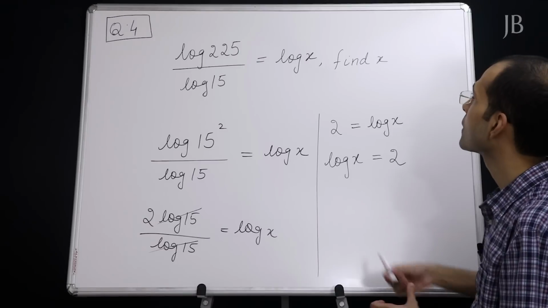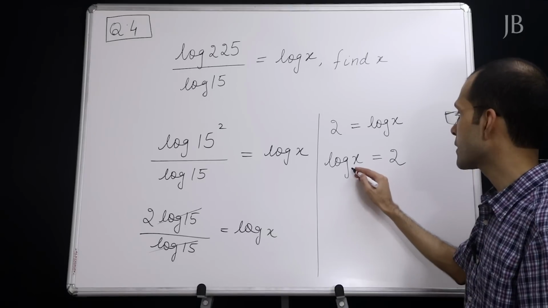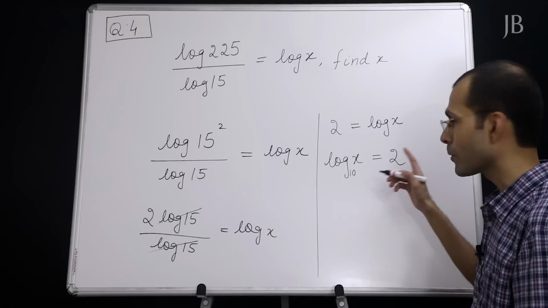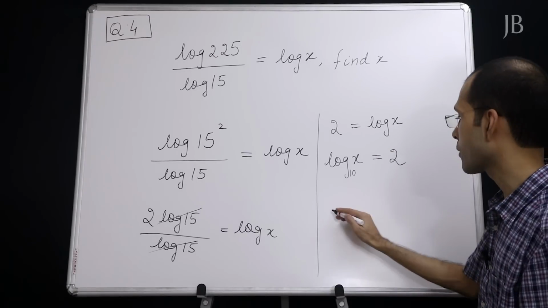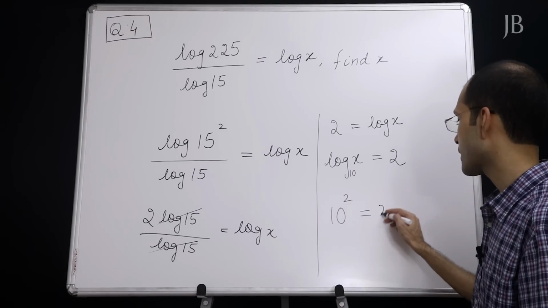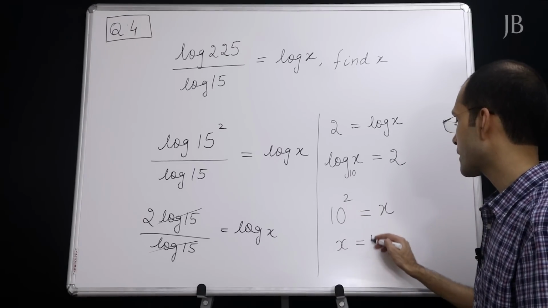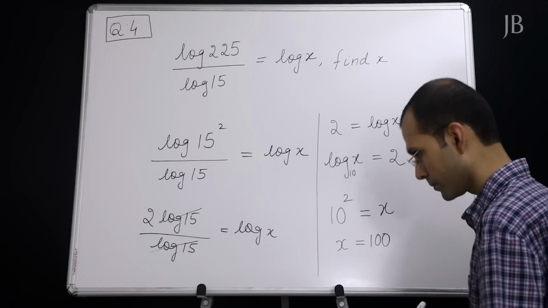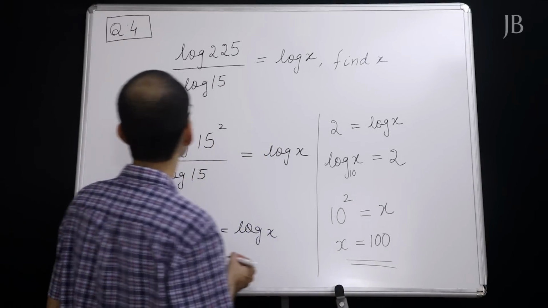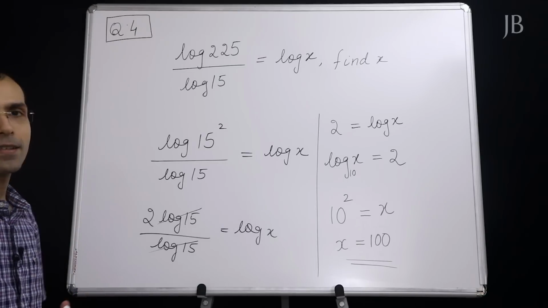What is our target? To find x. So what is the base? The base is not given here, so the base is actually 10. Now, same as before, convert log form into exponential form. 10 raised to 2 is equal to x. 10 raised to 2, not 10 into 2. x is 100, and this completes your sum. So be very careful about what situation you are getting in the exam. So question 4 now stands complete.